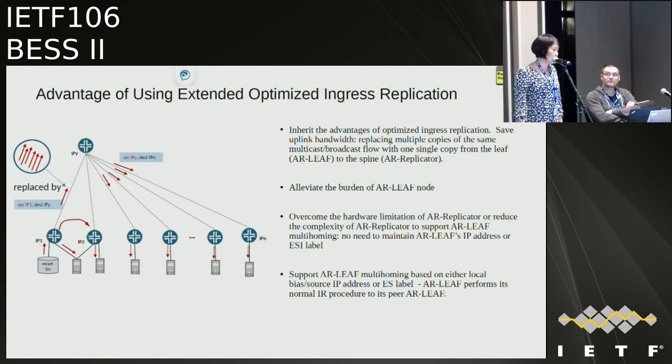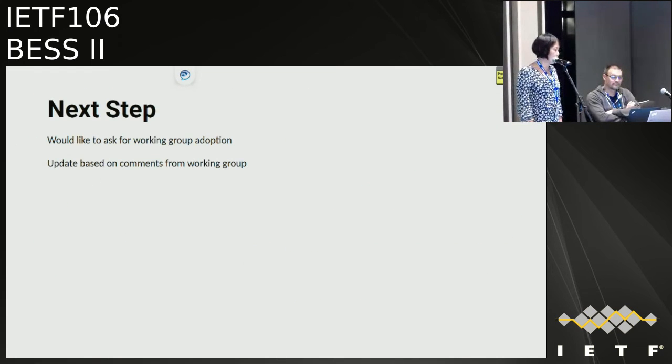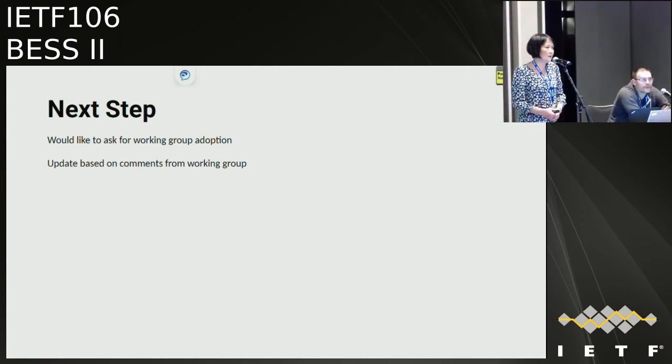So the extended AR leaf uses the regular standard procedure to replicate the traffic to its peer multi-homing PE. The rest still go from the leaf to the spine for replication. That's just a quick summary, and we would like to seek working group adoption. If there are any comments, we will address them. So, okay, who has read the document?